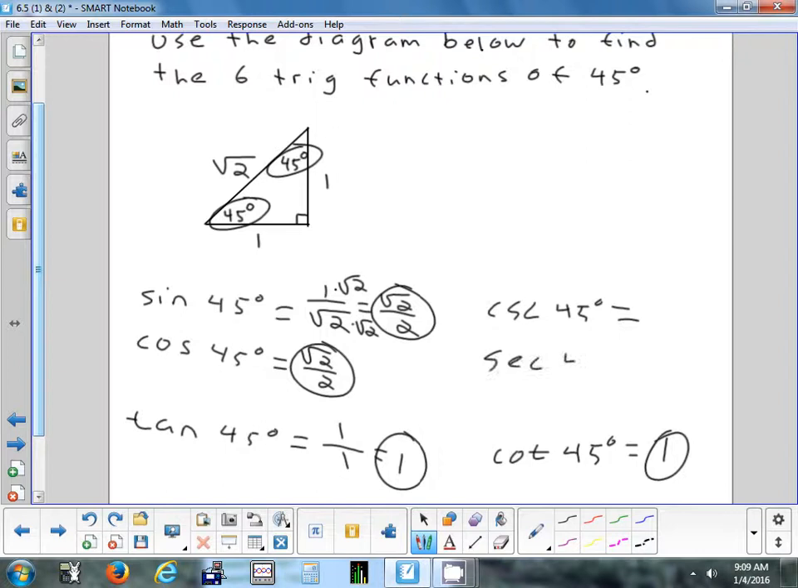What is the secant and cosecant? Square root of 2. Yeah, they're both the square root of 2. How do you get that? You just flip it. Just take what you had originally before you fixed it and flip it.